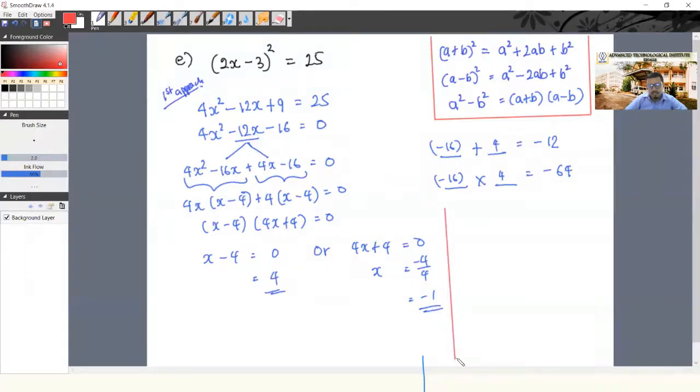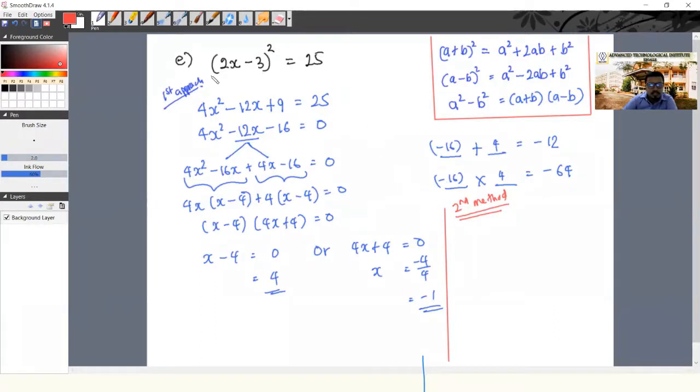What is the other method? Like what we have done with the previous examples, we expanded and we found the answer. What is the second method?